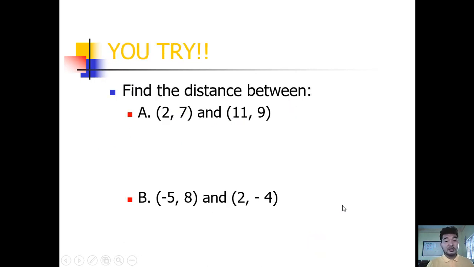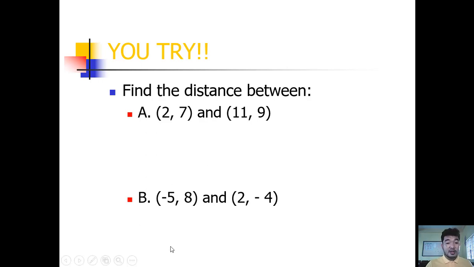You try to solve for the distance of the following by applying the distance formula. Okay? So you just pause this video and try to solve your own distance. And then if you want to know the answer, just continue playing the video. For letter A, we have 2 points, 2, 7, and 11, 9. For letter B, we have negative 5, 8, and 2, negative 4.